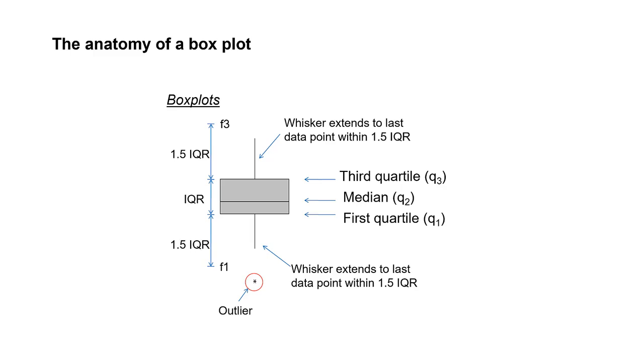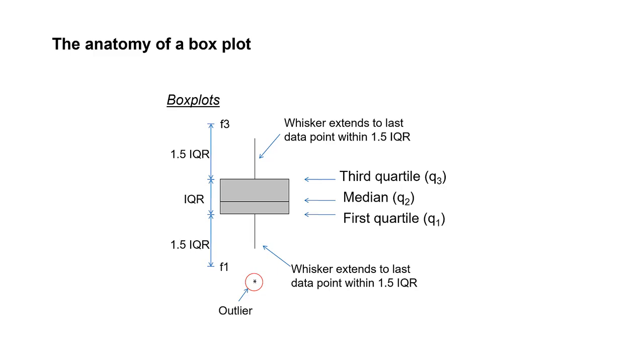Any data points that lie above F3, the upper fence, or below F1, the lower fence, we denote those as outliers. And usually we make an asterisk or some sort of other unique shape. So here in the bottom, this is an outlier in our data.